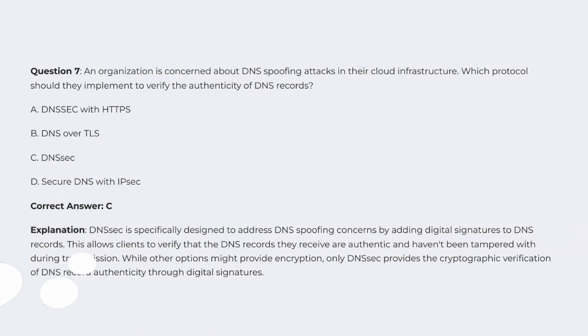Correct answer, C. Explanation. DNSSEC is specifically designed to address DNS spoofing concerns by adding digital signatures to DNS records. This allows clients to verify that the DNS records they receive are authentic and haven't been tampered with during transmission. While other options might provide encryption, only DNSSEC provides the cryptographic verification of DNS record authenticity through digital signatures.